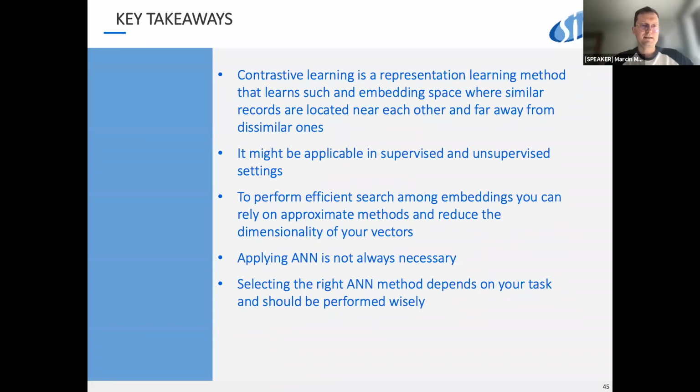Selecting the right approximate nearest neighbor method depends on your task and should be performed wisely. Before selecting the approximate nearest neighbor search method, you need to answer yourself a few questions like, how much RAM do I have? Am I just about to perform this search, or also add new examples frequently? But that seems like a good topic for a separate talk. So I will just finish here.